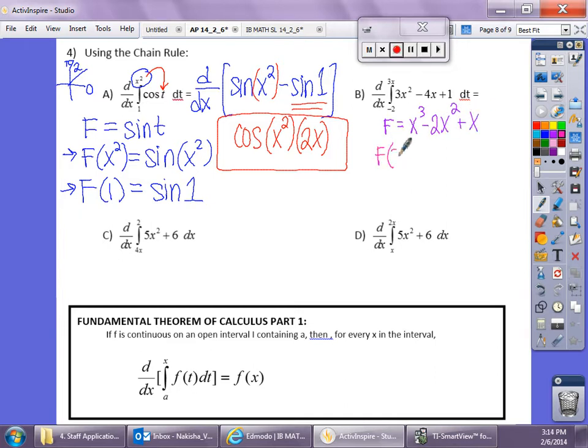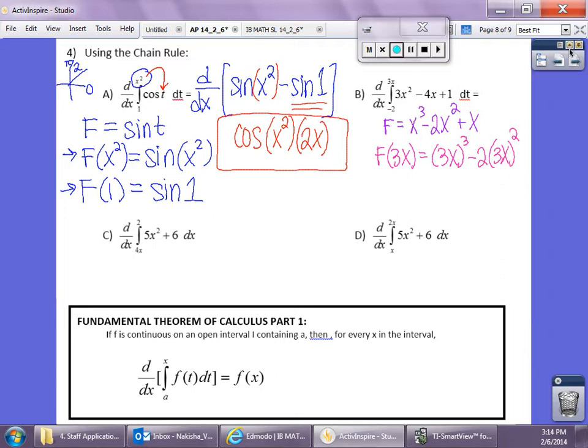f of 3x would be, and I'm not going to simplify, I'm going to leave it this way, and I'm just going to do chain rules to it. And then plus 3x. And then f of negative 2. So f of negative 2 would be negative 8 minus 8 minus 2, so negative 18.